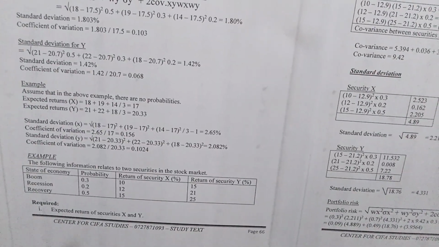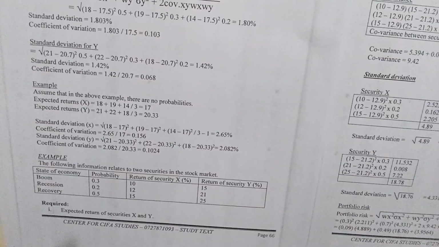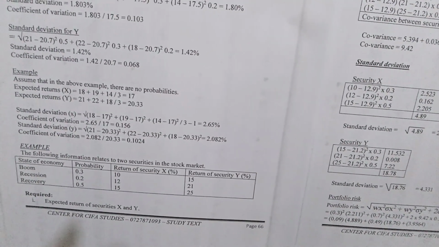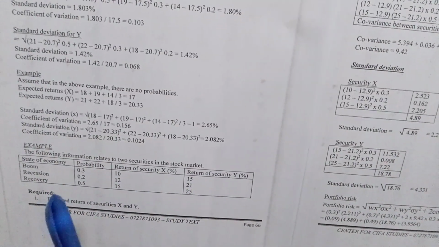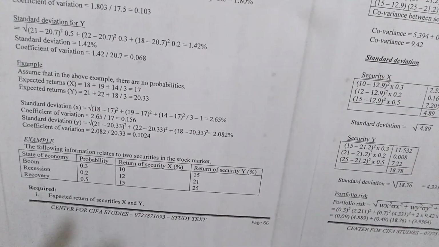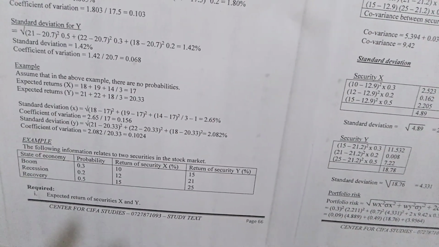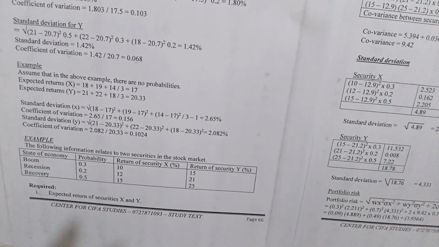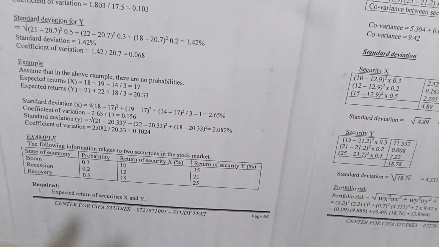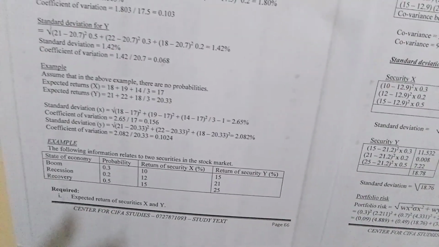Let's take the example. So we are taking this illustration here. The following information relates to 2 securities in the stock market. The state of economy: boom, recession, recovery. Probability: 0.3, 0.2, 0.5. Return of security X: 10%, 12%, 15%. Return of security Y: 15%, 21%, and 25%.